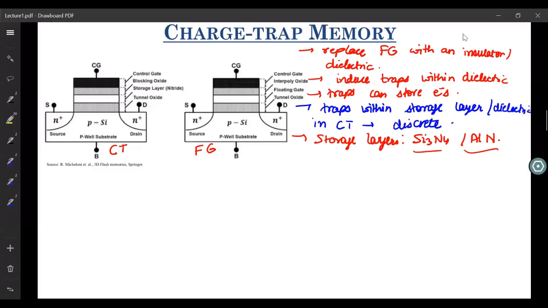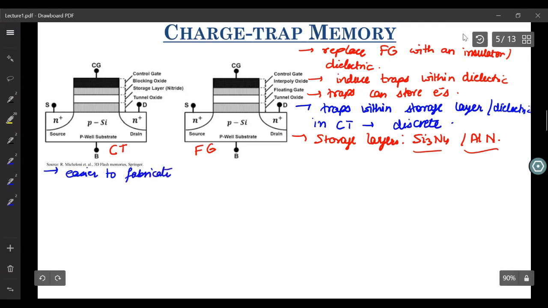So now a question arises: why should we even go from floating gate to charge trap memory? Because floating gate is a very mature technology. There are several reasons for that. Let me just list those reasons. The first reason is that it's much easier to fabricate. Since we just have to deposit another dielectric, you deposit the tunnel oxide, then you deposit the dielectric, then you deposit the blocking oxide, and then you have the control gate, which is again a polysilicon. That polysilicon has been replaced by metal gates in recent charge trap memories or recent floating gate memories. But just for the discussion, let us assume that it's still polysilicon. So it is easier to fabricate as compared to introduction of a floating gate, which is again a polysilicon.